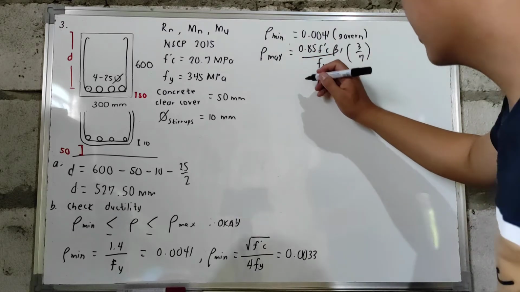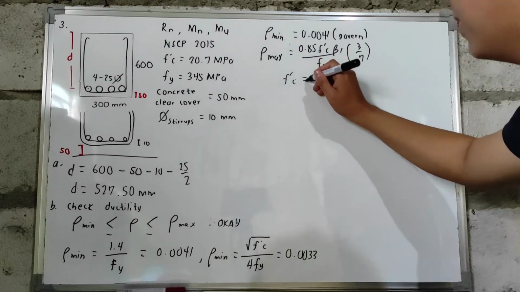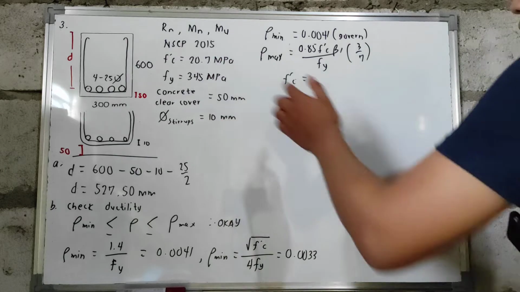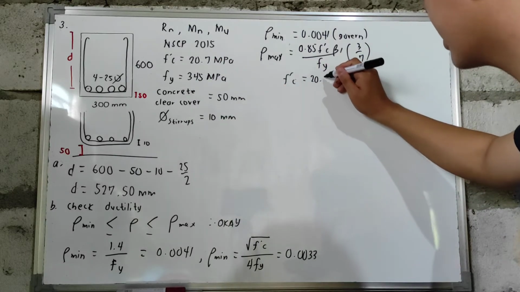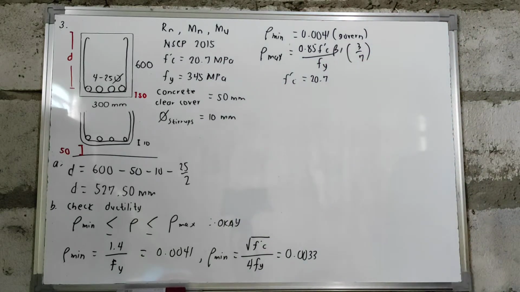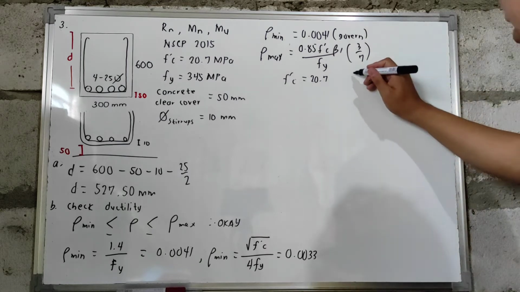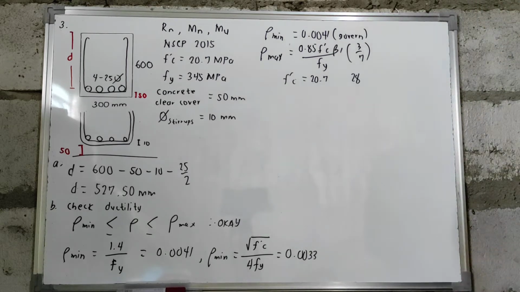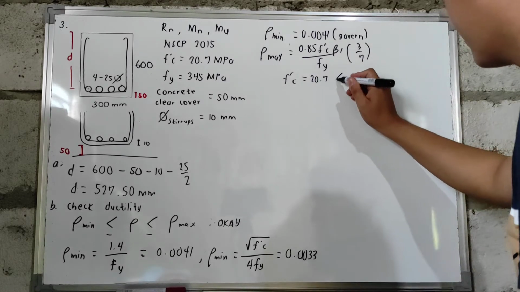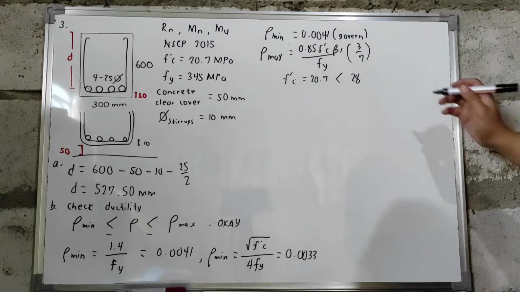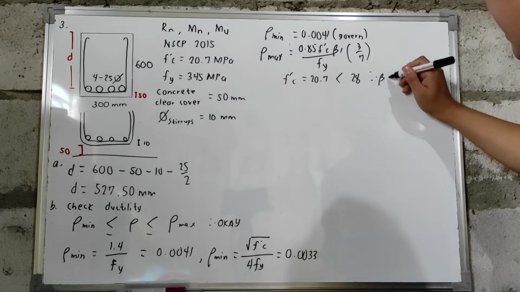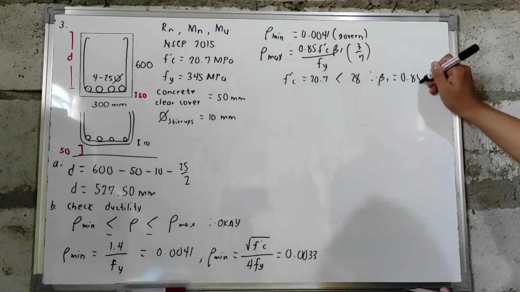Diba? Yung F prime C natin dito, we will just go back to the value ng F prime C natin na 20.7 megapascal. And we will just compare that to 28 megapascal. So, kapag NSCP 2015, 28 megapascal yung limiting value. Kapag naman 2001, 30 megapascal naman siya. There, since yung F prime C natin is less than the limiting value, therefore, beta is equal to 0.85.